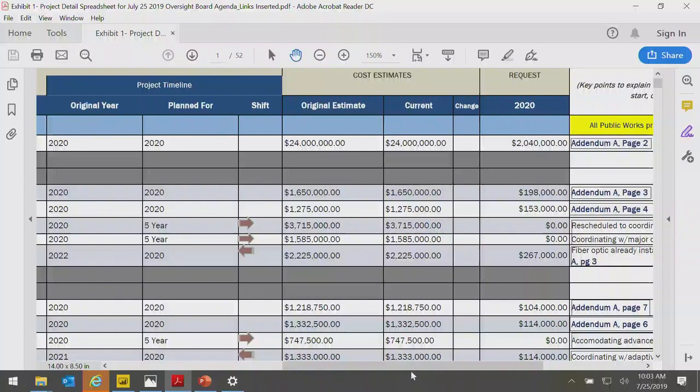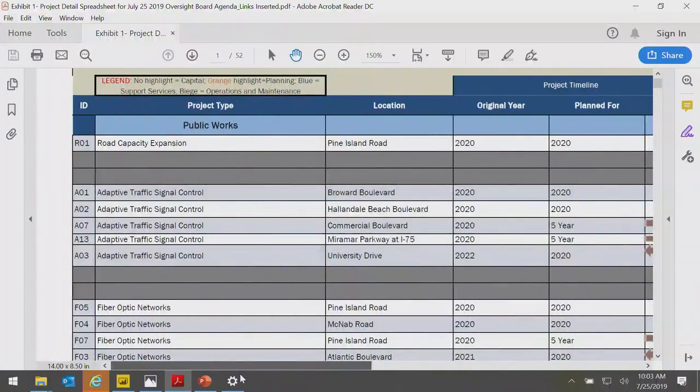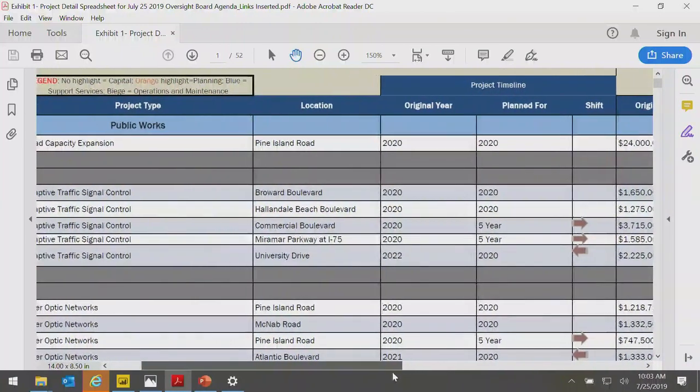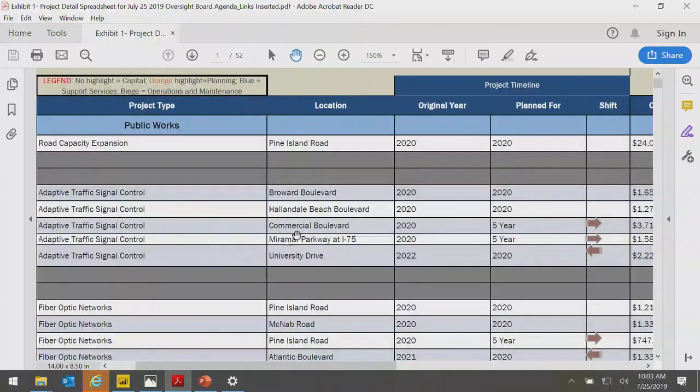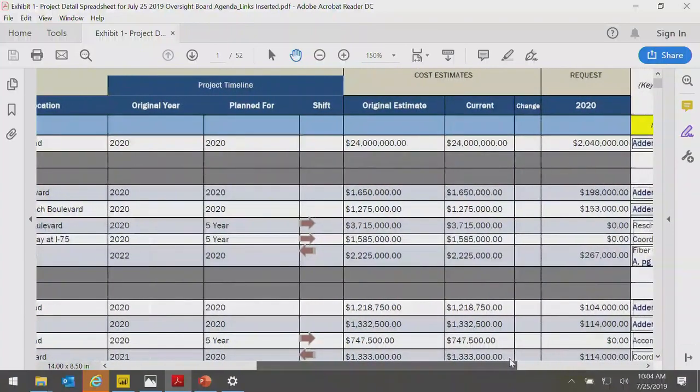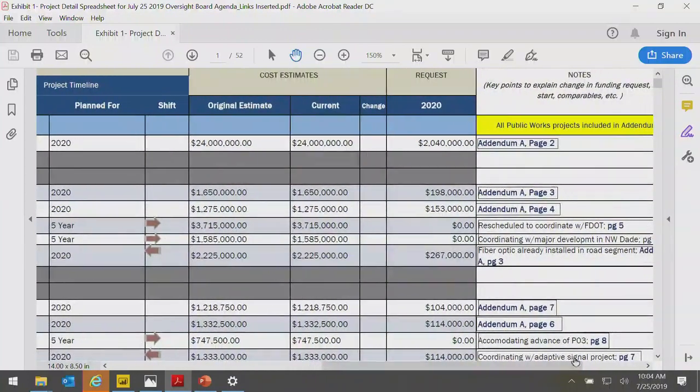What I'd like to jump to is a little further down the spreadsheet, where you can see the first brown arrow heading from the right to the left. That is the project on Commercial Boulevard, adaptive signal control system. It was originally slated to start in 2020. We're planning on moving it into our 5-year plan as we develop it, the next time you're going to see our budget proposal. The reason for that is that we want to coordinate this project with some work that FDOT is doing in the vicinity. We do not want to have any overlap or inconsistency in the project. So in order to allow for better coordination, we're planning on moving that, and that's why you see the arrow.